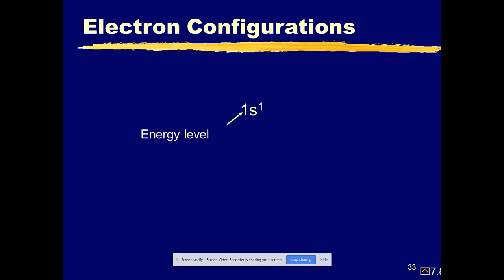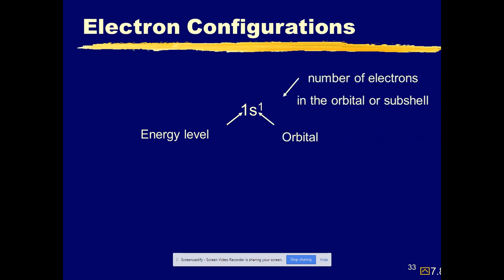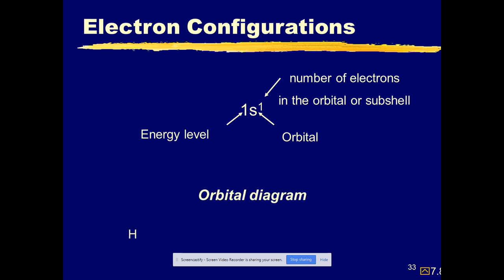So make sure you can identify the various pieces of the electron configuration: the energy level, the orbital, and the number of electrons in the orbital. And remember, the orbital diagram consists of an arrow and either a box or a line. I like to do the lines, in fact.